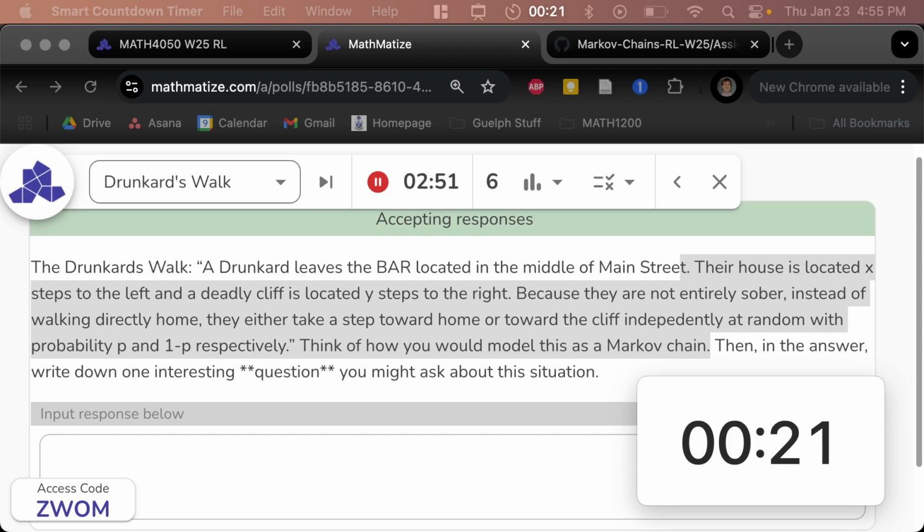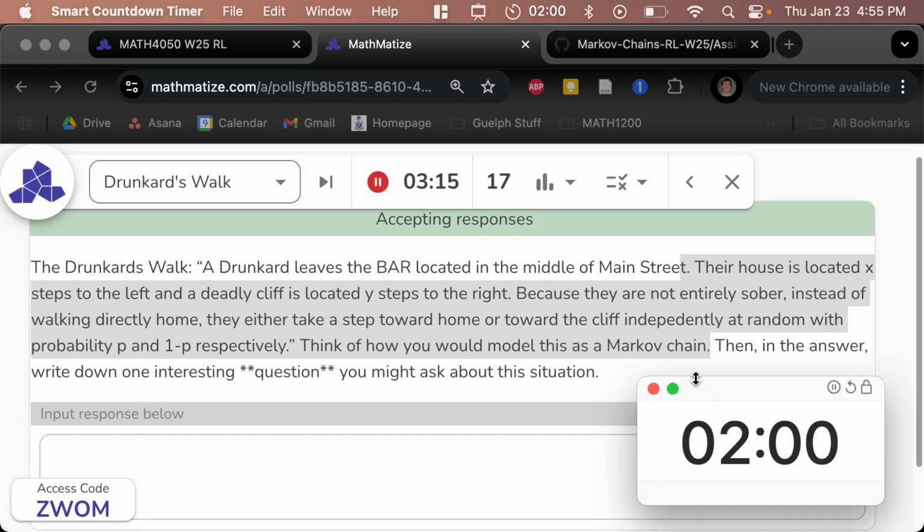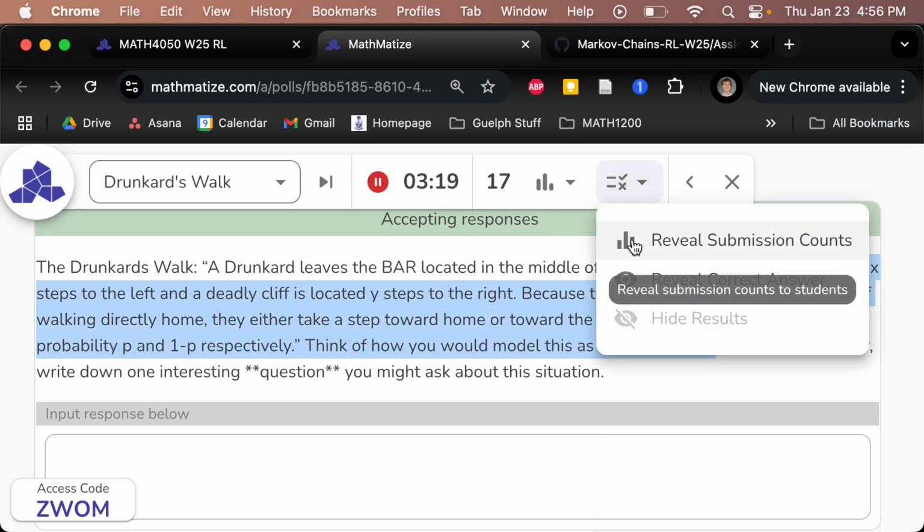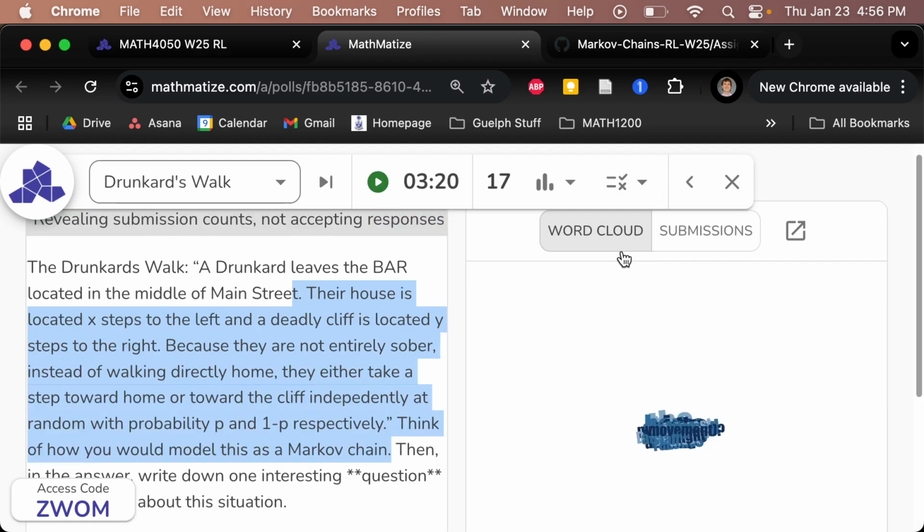Okay, 20 seconds left for you to give me whatever questions you would like to know about the drunkard, and then we will simulate them on our computer and try to answer these questions. Okay, let's take a look. I guess this is still counting down. Okay. What questions do people want to answer?